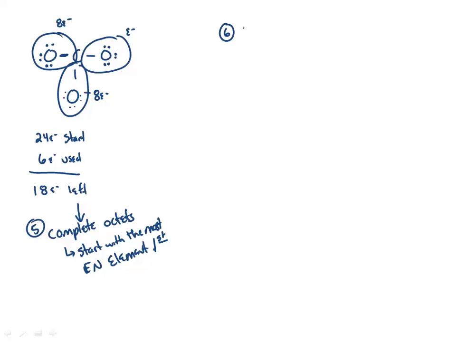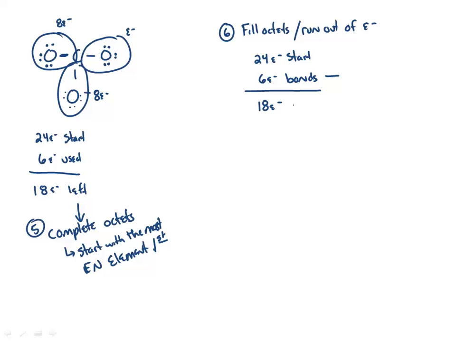So step 6 is, notice you fill octets, but run out of electrons. We might want to do that one again. So let's look at it this way. I started with 24, right? I used 6 to make bonds. That's those dashes. So then I was left with 18 electrons. And that's what I'm going to use to do the octets. And now I've used 18 of them, meaning if I count these little pairs: 2, 4, 6, 8, 10, 12, 14, 16, 18. I count by 2s a lot. I've used 18 to help complete octets, so now I have 0 electrons left.